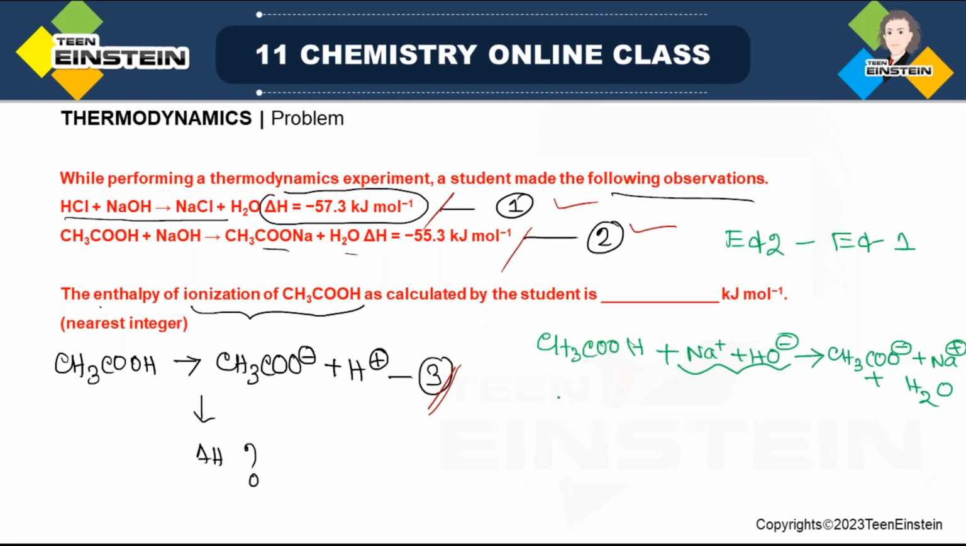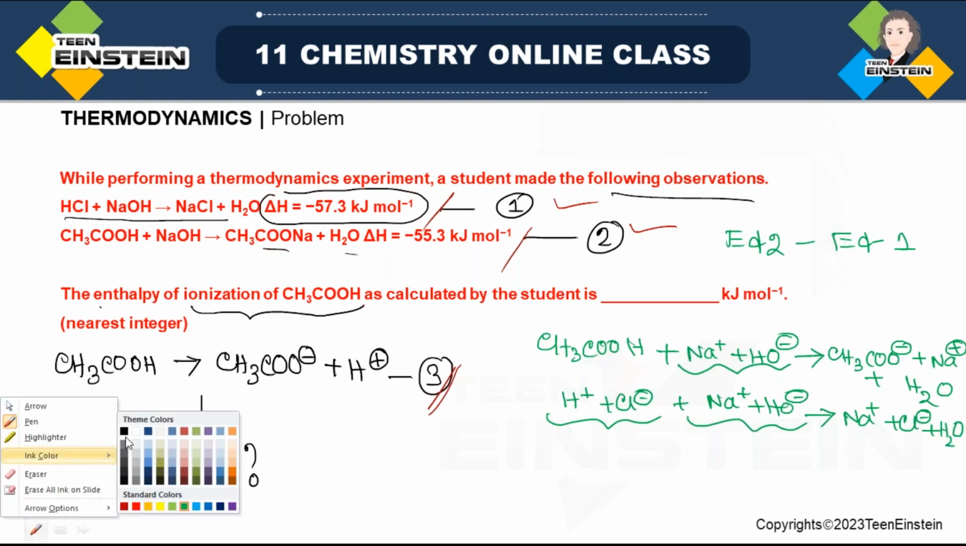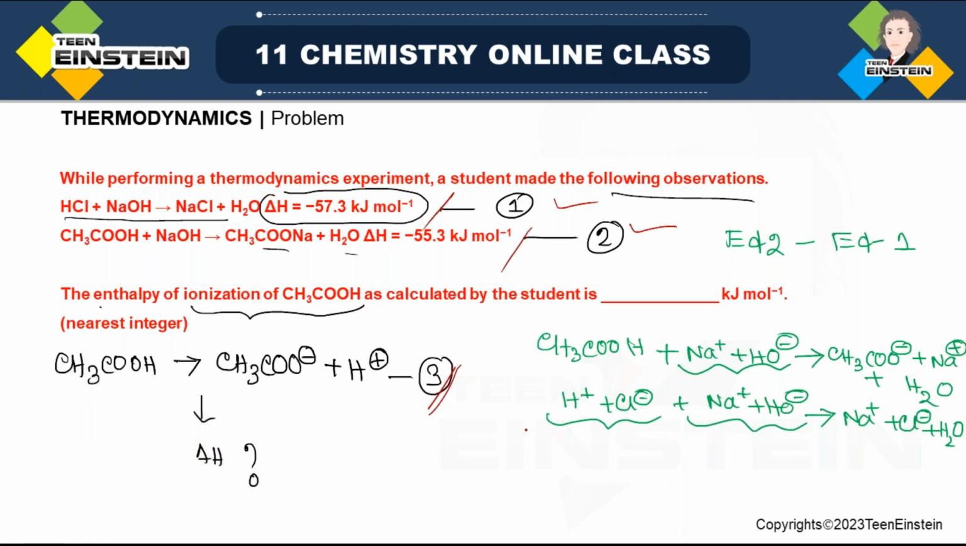And now I will write the second equation, that is equation 1, but I will write it in this form: H plus Cl minus together as HCl, Na plus HO minus, and sodium chloride salt, H2O liquid as it is. Now see what common things we have here. We are subtracting, right? Equation 2 minus equation 1.